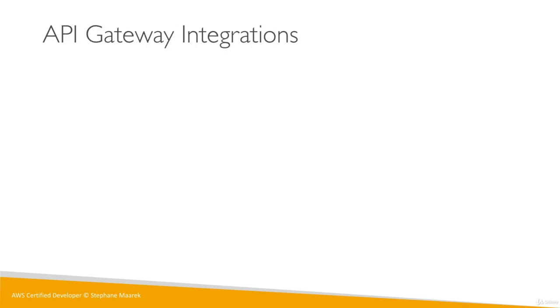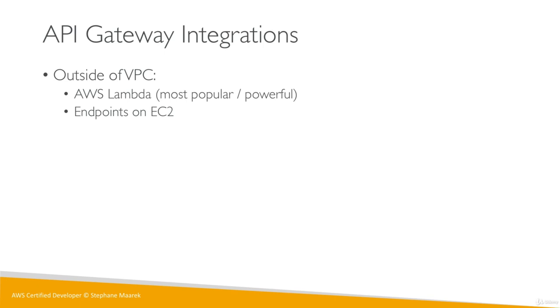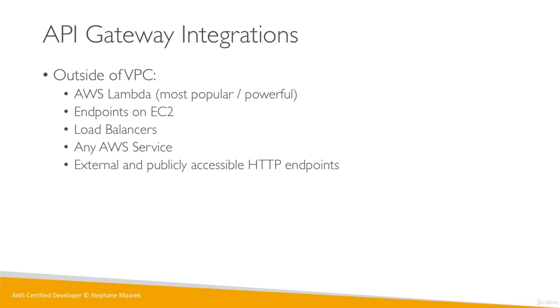In terms of API Gateway integration, it has a lot of them. You have to separate them between outside your VPC and inside your VPC. So outside your VPC, you can run AWS Lambda function, and that's, by the way, the most popular and powerful type of combination, but also EC2 instances, load balancers, any AWS service, as a matter of fact, and you can even proxy the request from API Gateway all the way to an HTTP endpoint that you may control. You can have a front layer to your existing HTTP APIs.